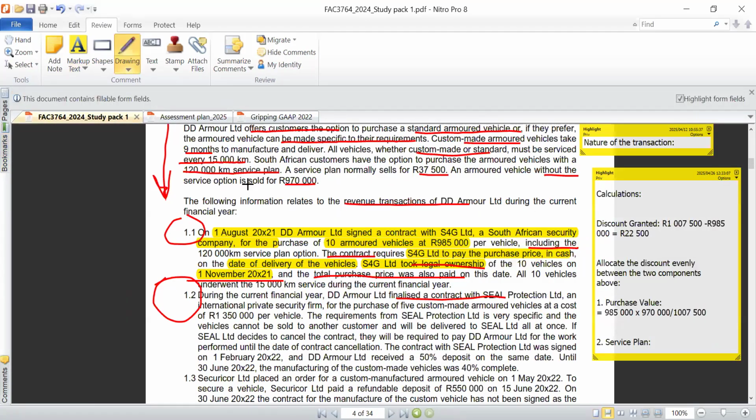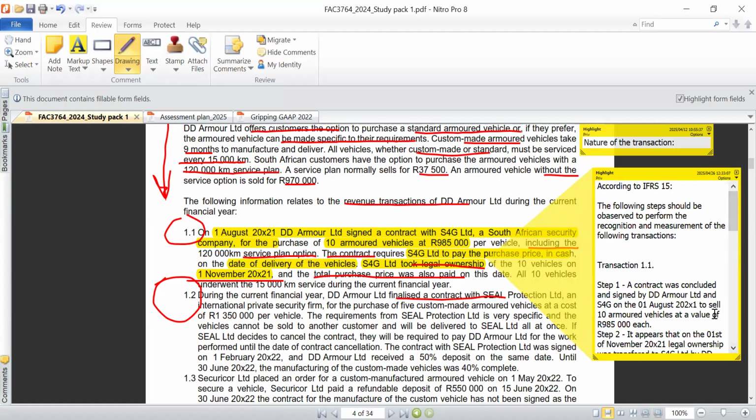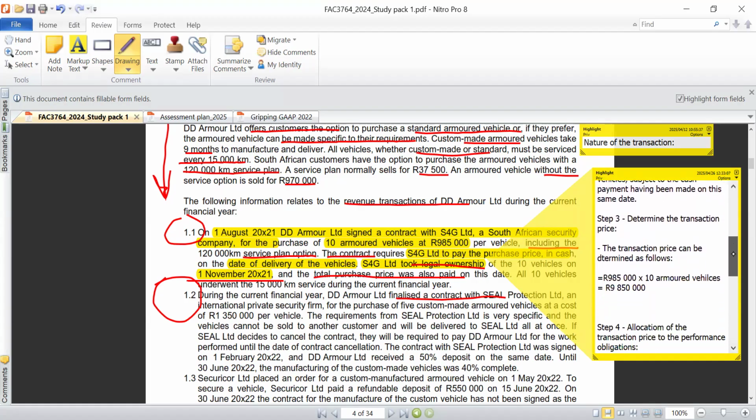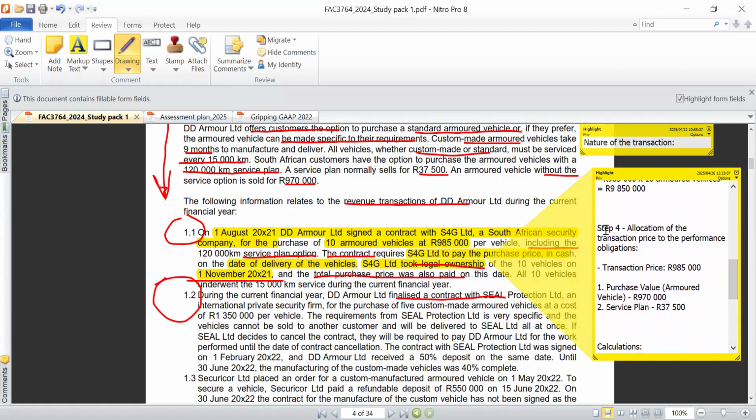If we clearly look into your performance obligations in the context of the question, you would discover that there are two things here. The 985,000 rands is already including the service plan, meaning this 985,000 has two components. Now, what are the two components in that 985,000? It's very simple, and I'm doing that to explain step 4, the allocation of the transaction price to the performance obligations.